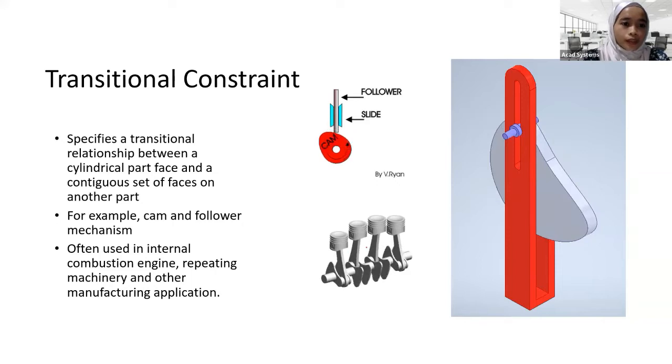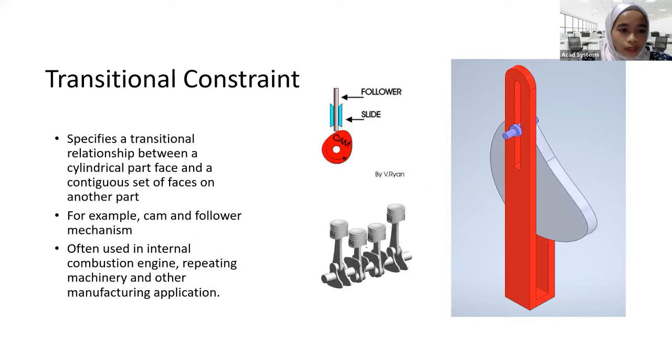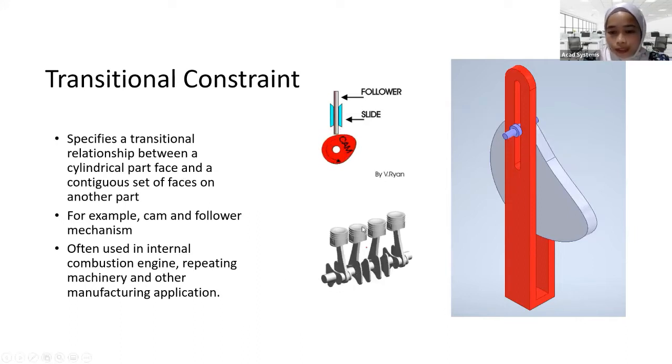Okay, what is transitional constraint? It specifies a transitional relationship between a cylindrical part, face, and a contiguous set of faces on another part. For example, like this cam and follower mechanism. As you can see on the GIF, the cam rotates and the follower will push up and down. This cam and follower mechanism is often used in internal combustion engines, repeating machinery and other manufacturing applications.